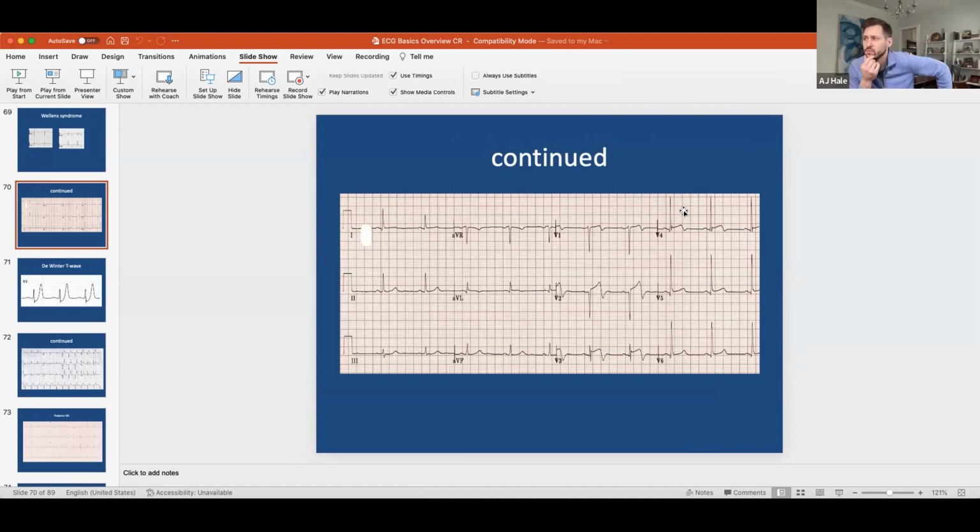You can get J point there. So we can look at stuff like that, how to do differential diagnosis of early repolarization and pericarditis and various sorts of things. Also juvenile T-wave inversion. Juveniles tend to have T-wave inversion from V1 to V3. So that's another differential diagnosis.